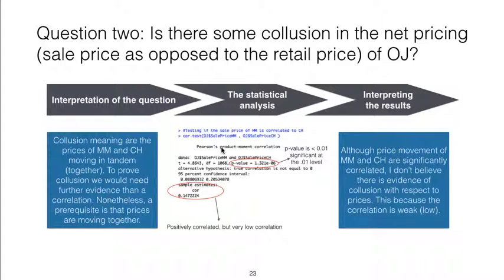So we do the test, we do the correlation. Again, some explanations here. I have a p-value which is less than 0.01, so it is significant at the 0.01 level. And here's my estimate. Positively correlated, but very low correlation. Let me interpret my results. Although price movement of Minute Maid and Citrus Hill are significantly correlated, I don't believe there is evidence of collusion with respect to prices. This is because the correlation is weak. There you have it.